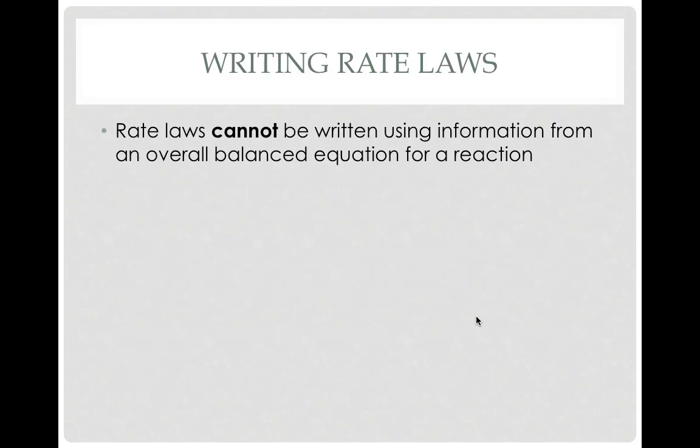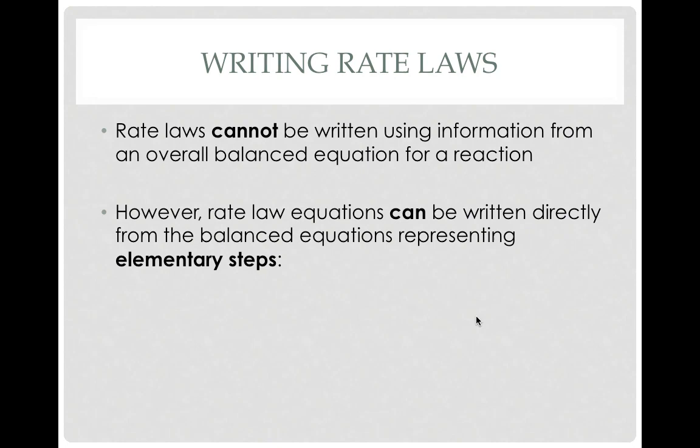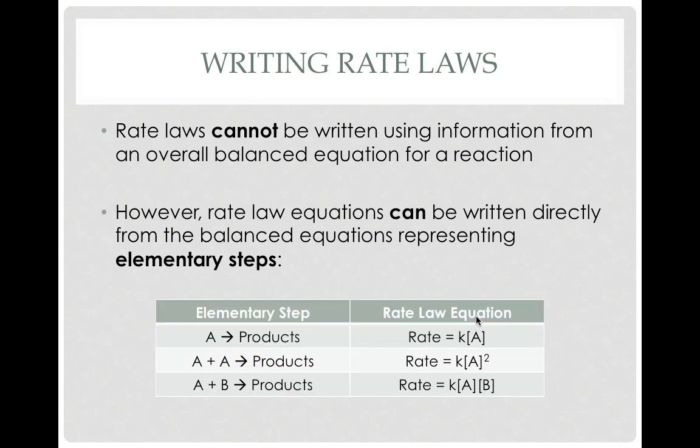Now, when we're writing rate laws, we know that we can't write out rate laws by looking at an overall balanced equation for a reaction. However, rate laws can be written directly from the balanced equation representing elementary steps. So if we have an elementary step that is made up of 1 reactant going to products, the rate law expression for that will be the rate is equal to k times the concentration of A raised to the power of 1.